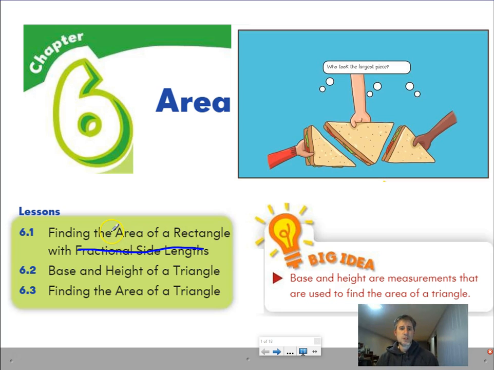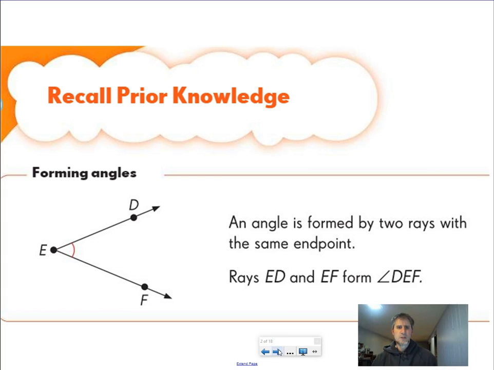But we will be focusing on finding area of different shapes. So as you see in this one here, base and height, what does that mean for a triangle? And then using that base and height of a triangle to help you find the area of a triangle. Okay, so like we have the big idea here. Base and height are measurements that are used to find area of a triangle. So to start off with, like I said, we're refreshing our knowledge of what we've had from previous grades.